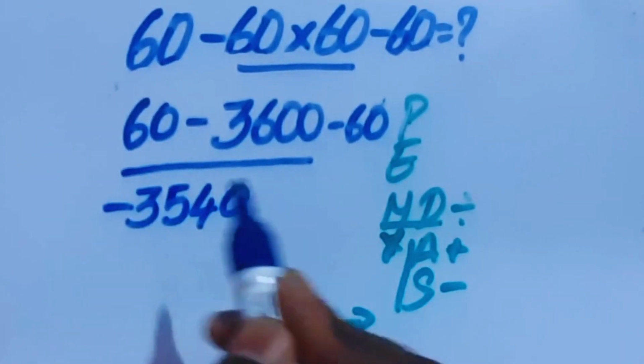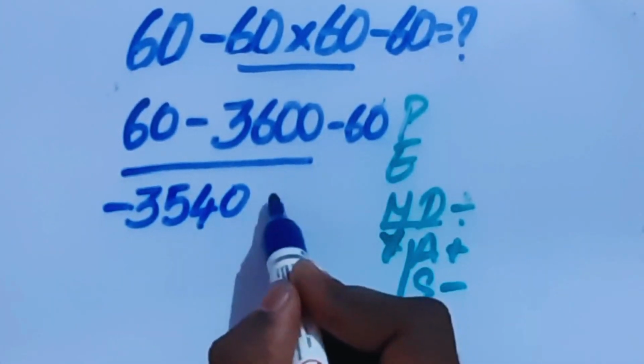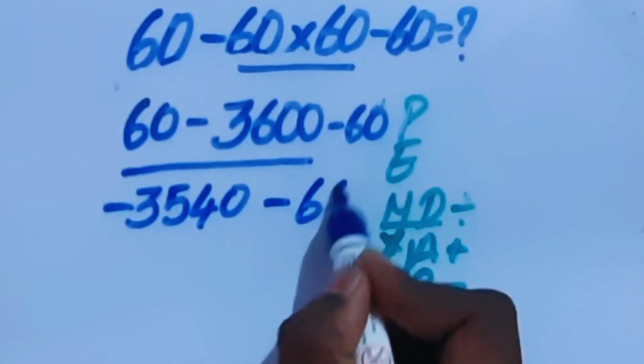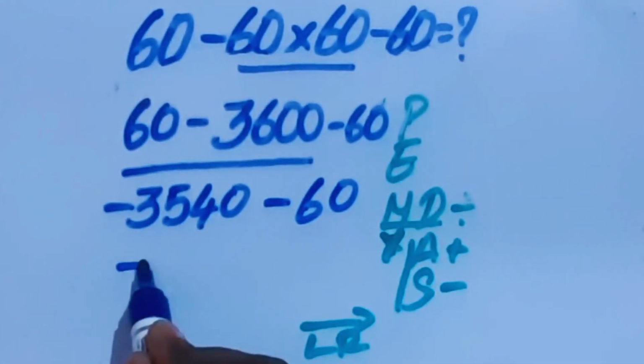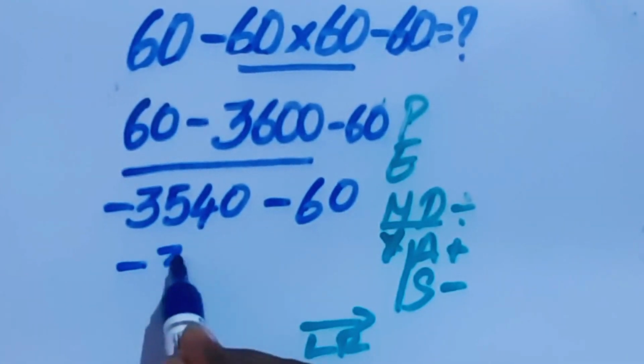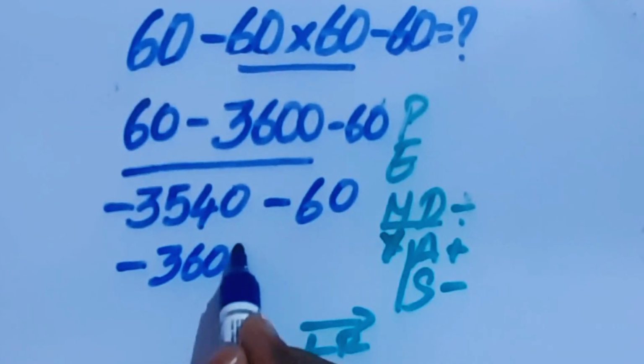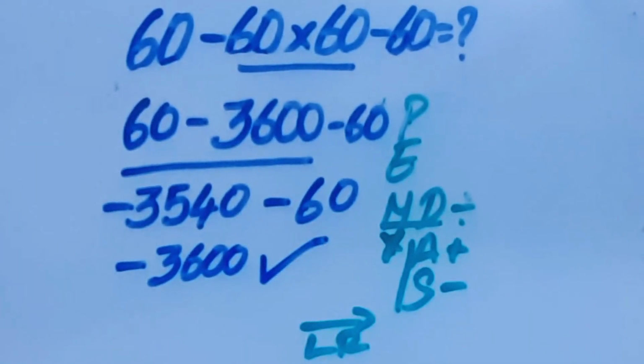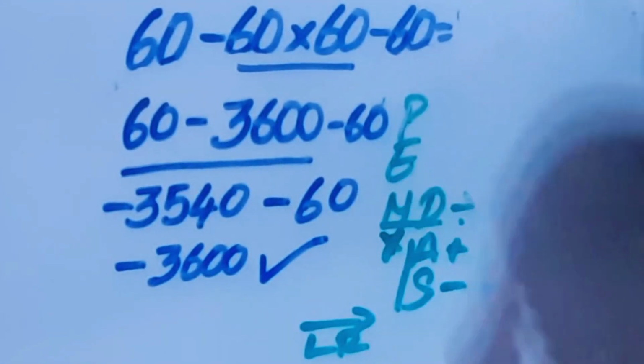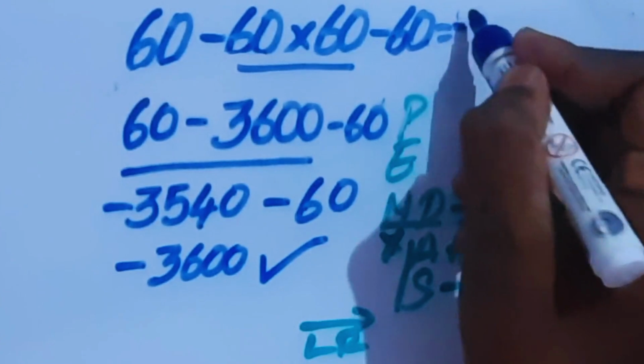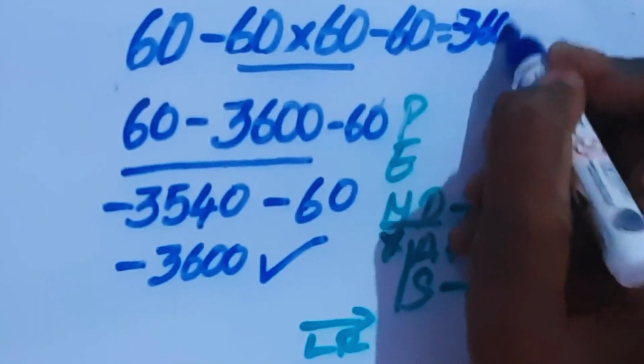negative 3540. Now minus this 60. Here minus 3600. This is the correct answer. The answer is negative 3600.